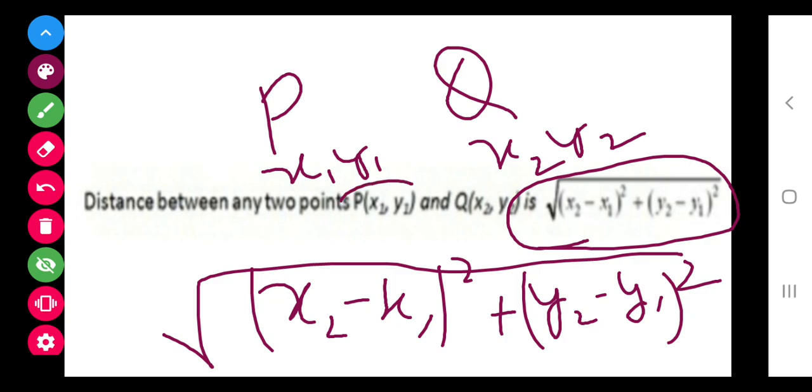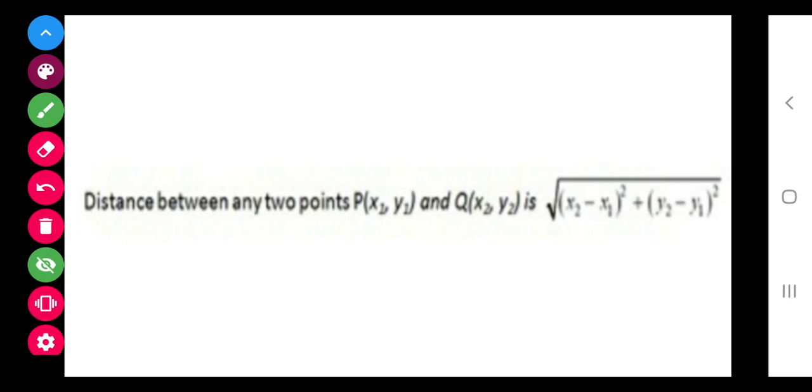Any point you can consider x1 y1, and the other you can consider x2 y2, and likewise the other way round; the formula will be the same. That makes no difference to the formula, because here it is a square. If it is a square, then (x2 minus x1) square and (x1 minus x2) square will remain the same.